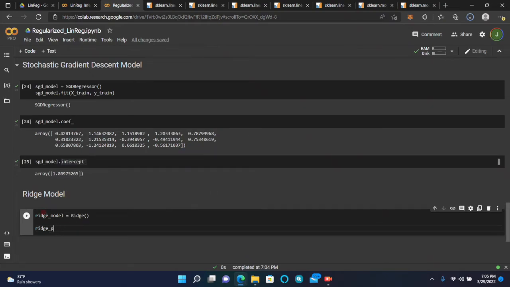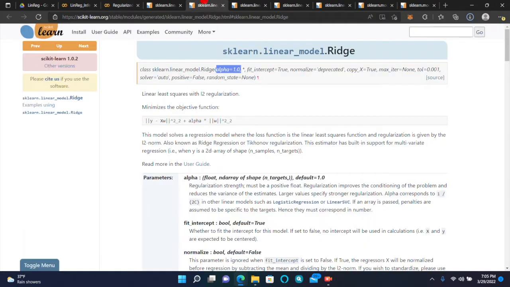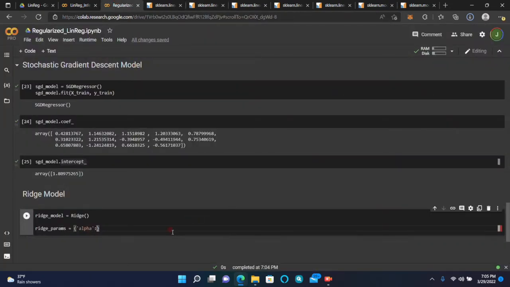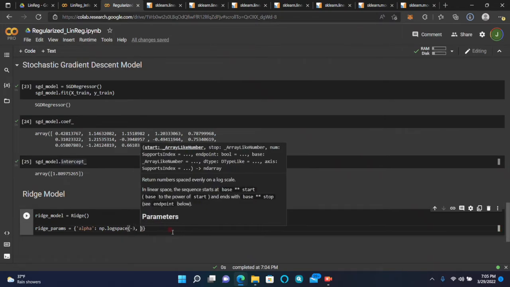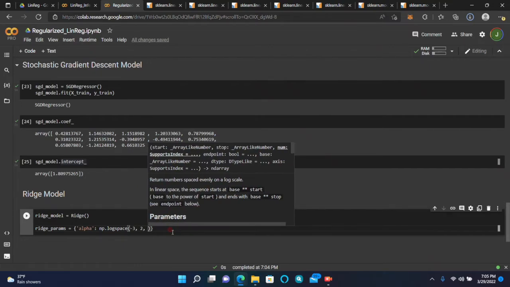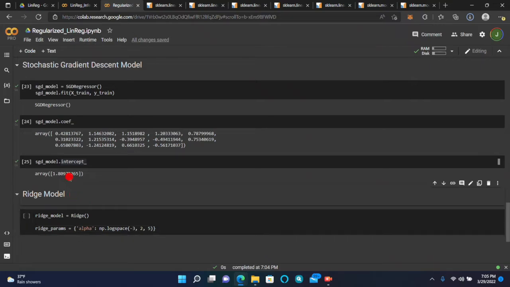Well, we'll need a parameter space. And this needs to be a dictionary where we have the name of the parameter here, alpha. And let's do something like a log space that goes from -3 to 2 and go 5 steps. How's that? Let's see what that actually looks like.